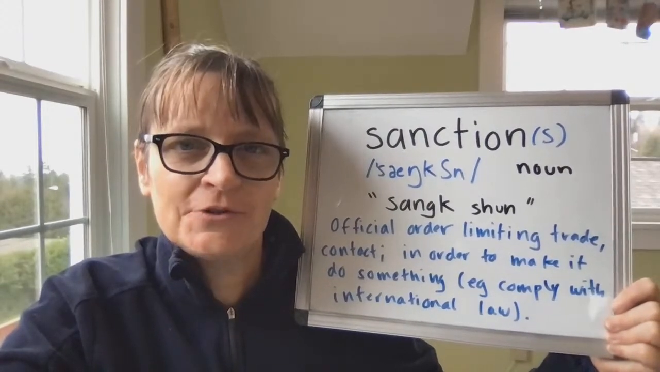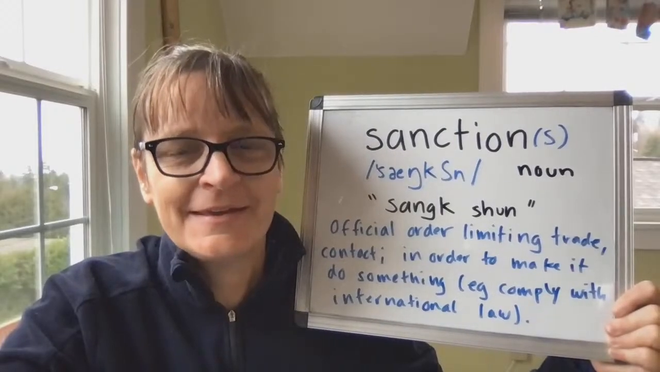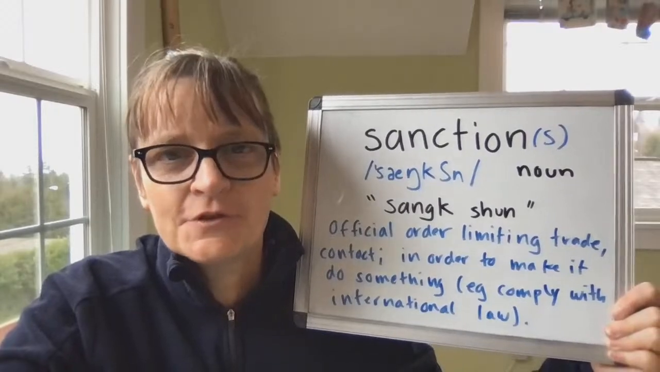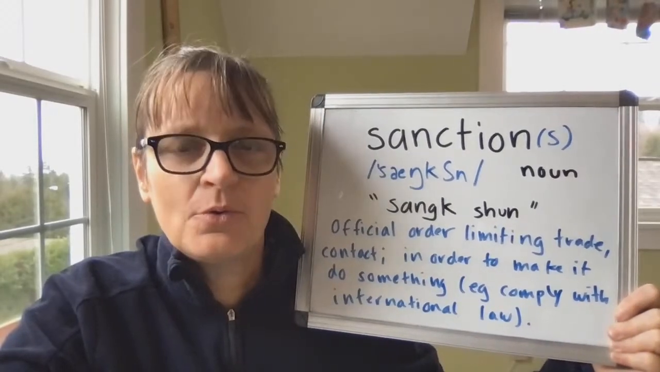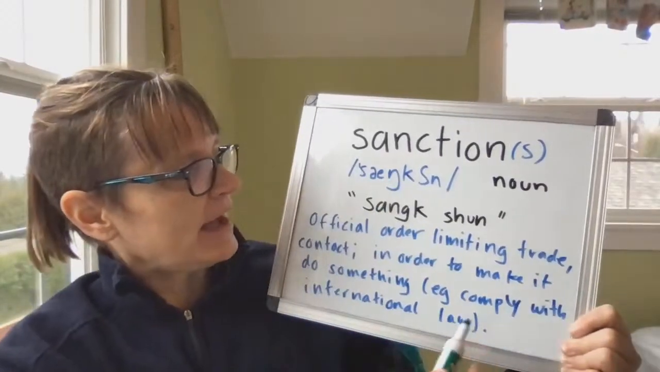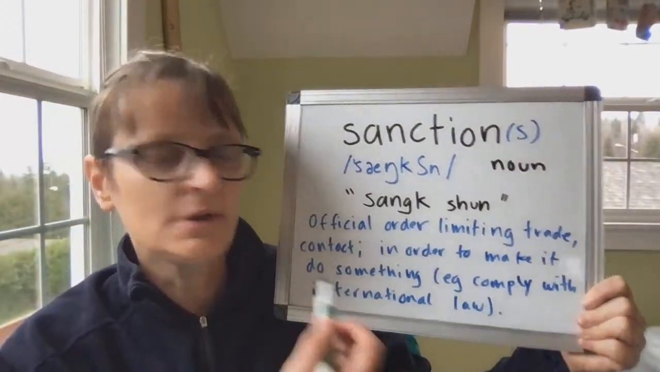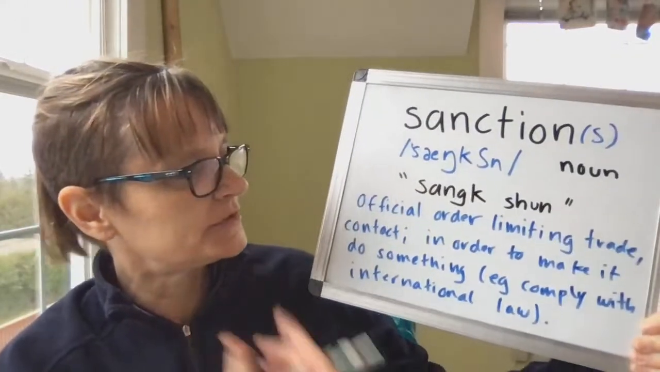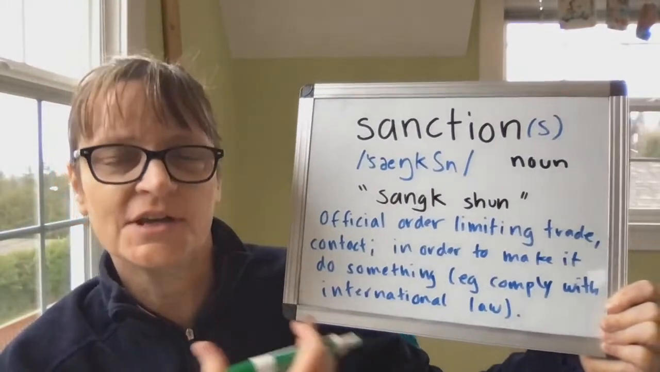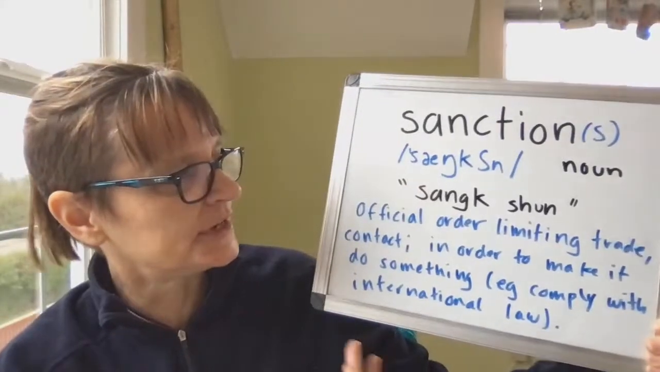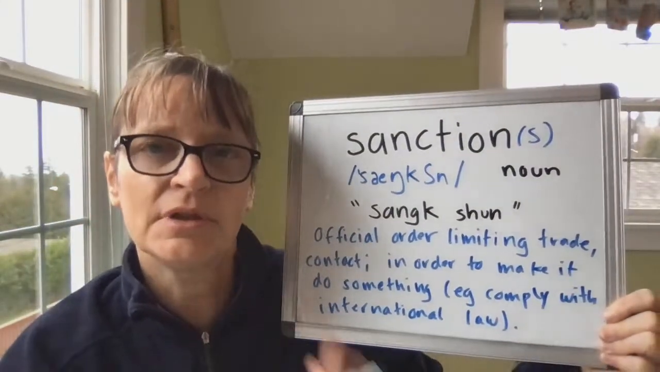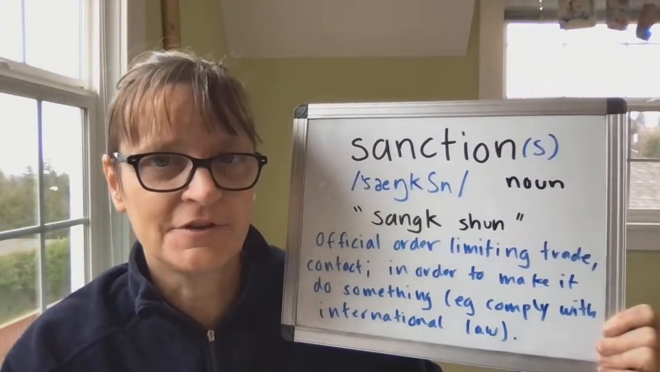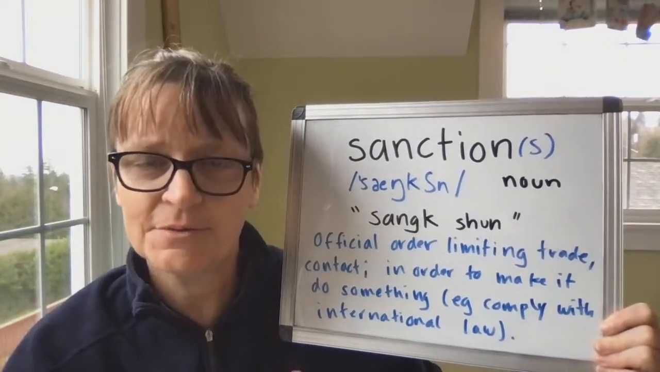In this video, we'll talk about the pronunciation and meaning of the word sanction and sanctions. So first off, sanction can be a noun or a verb. As a noun, it means an order limiting trade or contact with someone or something, with an organization, a country, a person, in order to try to make it comply with, to make it do something. So it might be to comply with international law, to stop doing something.